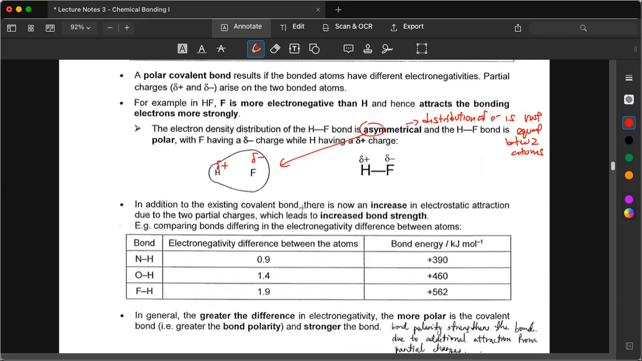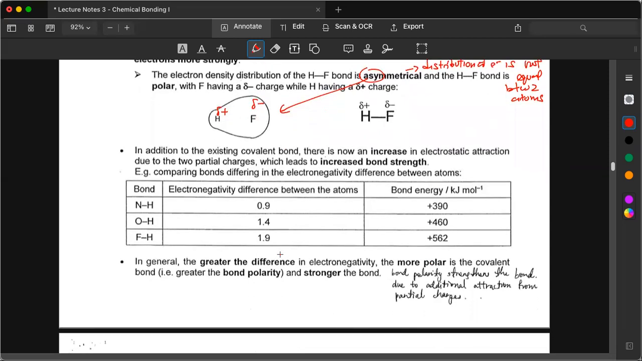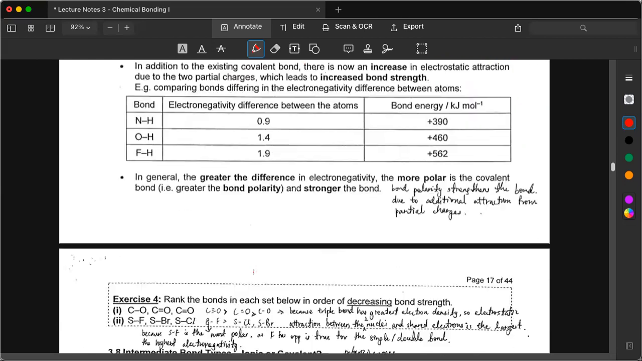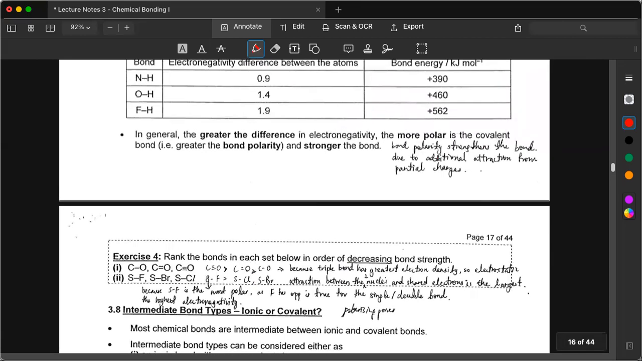In addition to the existing covalent bond, there is now an increase in electrostatic attraction due to the two partial charges, which leads to increased bond strength. So when the electronegativity difference gets greater as shown, the bond energy increases. Because when we have a greater difference in electronegativity, the covalent bond is more polar, there's greater bond polarity and hence a stronger bond. So the bond polarity strengthens the bond due to additional attraction from the partial charges. There's greater electrostatic attraction now.